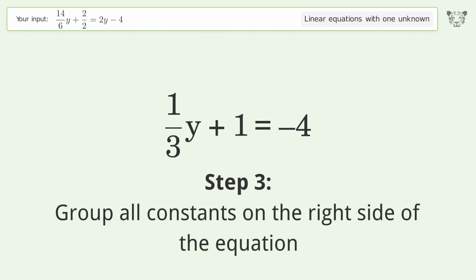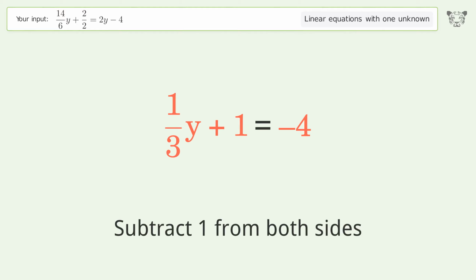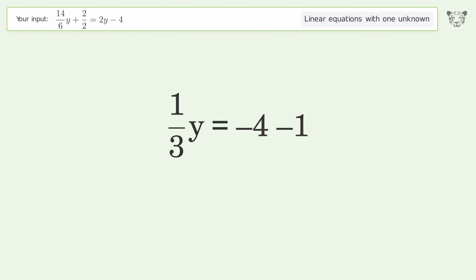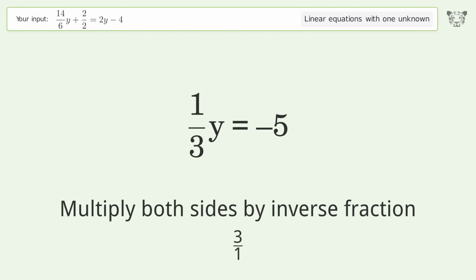Group all constants on the right side of the equation. Subtract 1 from both sides. Simplify the arithmetic. Isolate the y. Multiply both sides by the inverse fraction 3/1.